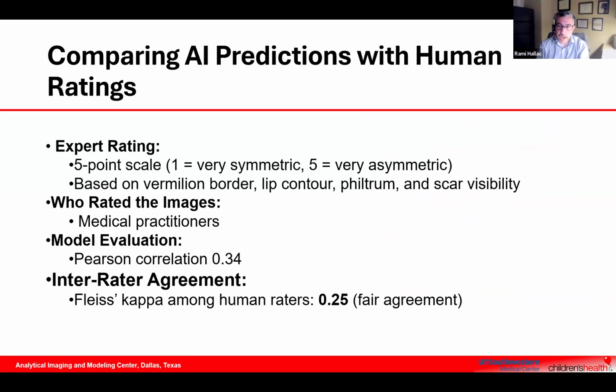We looked at how the AI's asymmetry score matched expert ratings. We saw a Pearson's correlation of 0.34, which is significantly better than prior studies. We also noticed that even expert agreement was only fair, underlining how subjective these assessments can be. As you can see, experts only showed fair agreement. This shows the potential of AI to provide a more consistent, objective tool for assessing lip symmetry after cleft repair.